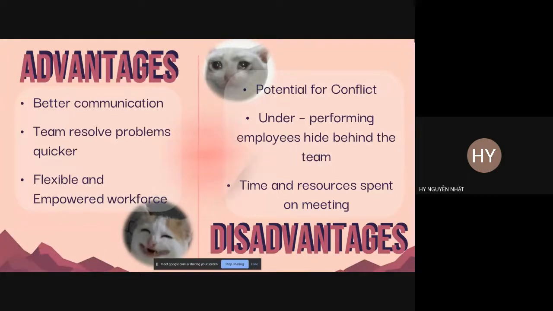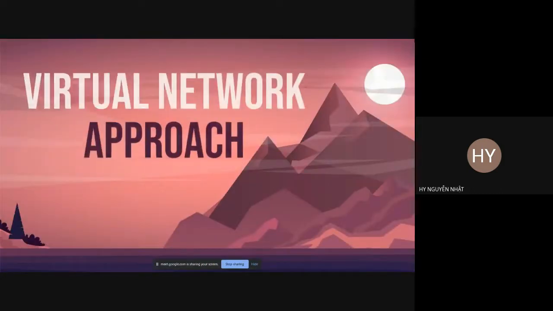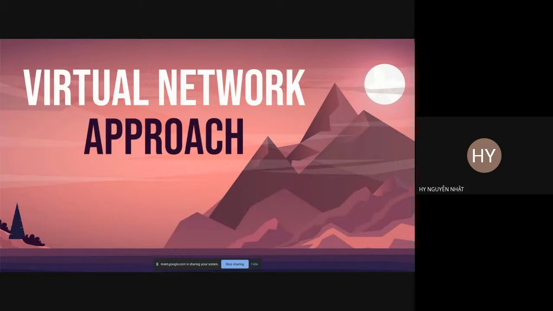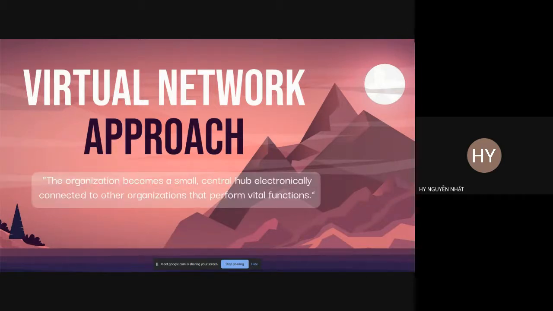Now, we will move on to the second one, which is the virtual network approach. As you can see, the organization becomes a small central hub, electronically connected to other organizations that perform vital functions. Departments are independent, contracting services to the central hub for profit, and departments can be located anywhere in the world. This is the most recent approach to departmentalization, and it extends the idea of horizontal coordination beyond the boundaries of the organization.